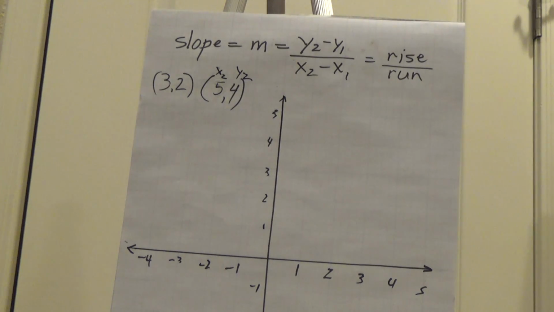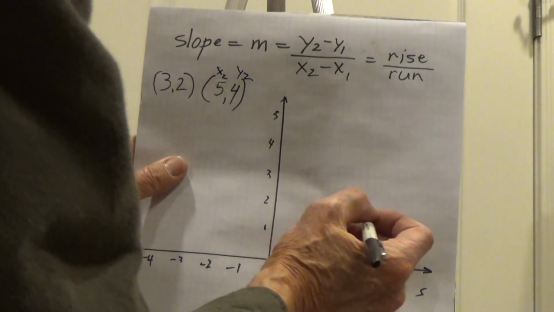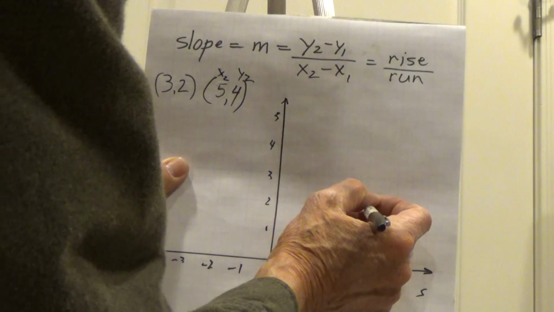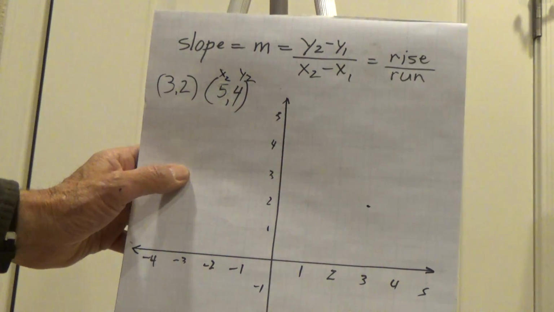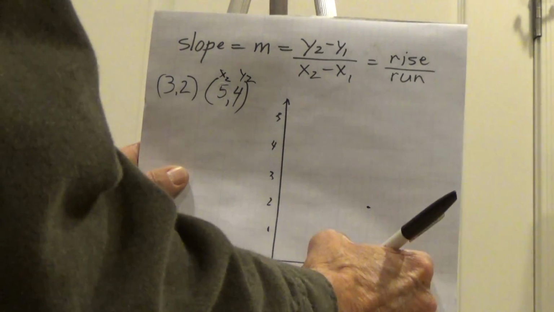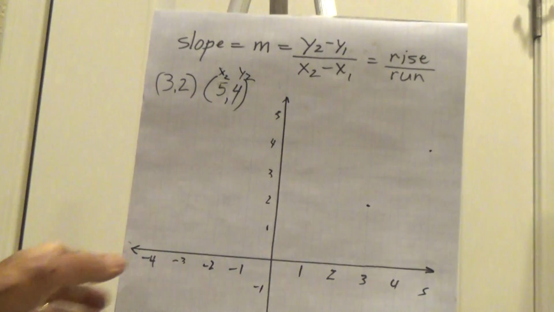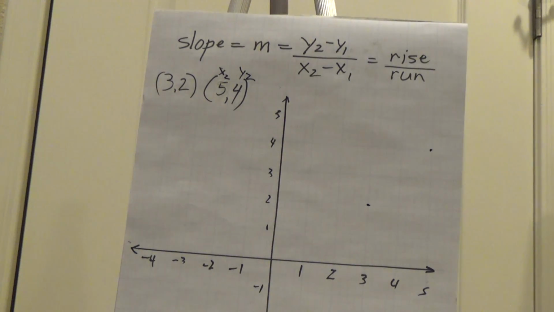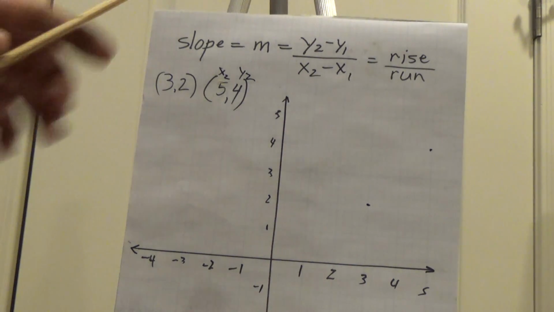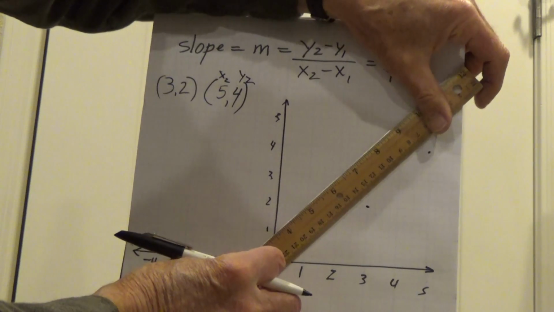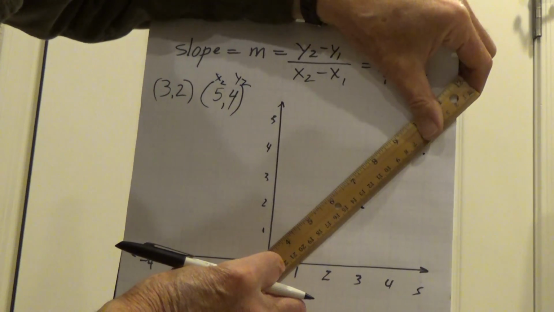Okay, now before we do the equation, we're going to put the line in and we're going to count the places and make sure we're correct. So we have the point 3, 2, which is here. And then we have the point 5, 4, which is up here. And so we have that line, the line that goes through those 2 points, connecting them. Okay?